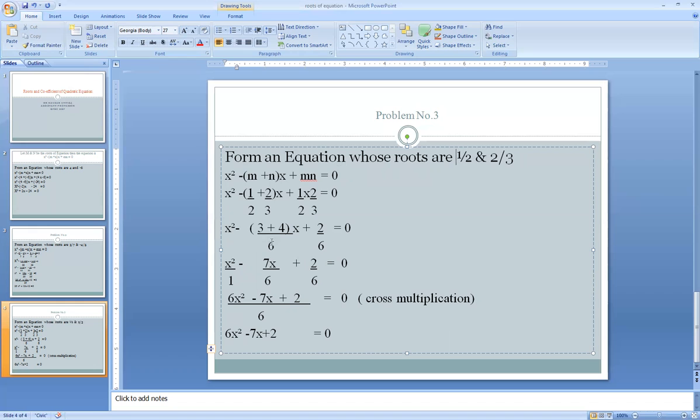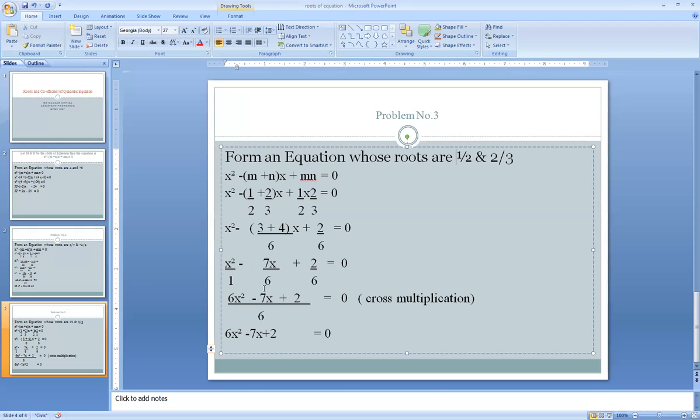Now x square, for 2 and 3 we have to take LCM, the LCM is 6. So divide this 6 with the denominators, multiply with the numerators. 2 3s are 6, 3 1s are 3. We have written here plus, because the plus is there in between 1 plus 2. Then 3 2s are 6, 2 into 2 is 4. Write it in the bracket, then x is there plus. Directly we can multiply. 2 1s are 2 and 2 3s are 6 equals 0. Now x square minus 4 plus 3 is nothing but 7 into x becomes 7x divided by 6 plus 2 by 6 equals 0.